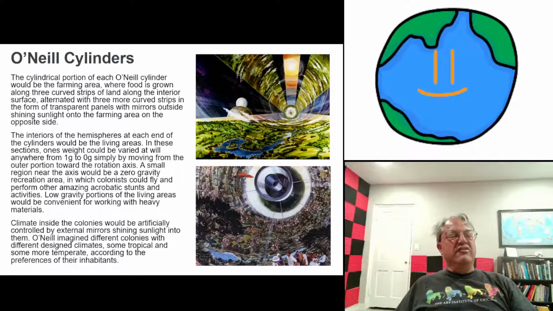So the people on the outside would feel ordinary weight, but if you wanted to feel less weight, all you'd have to do is walk up towards the central axis, and your weight would vary linearly according to how close you are to the axis. O'Neill imagined that we could have a zero gravity recreation area in the middle of this thing. That's the portion on the top middle of this bottom picture, the part near the central axis. That would be a zero gravity recreation area.